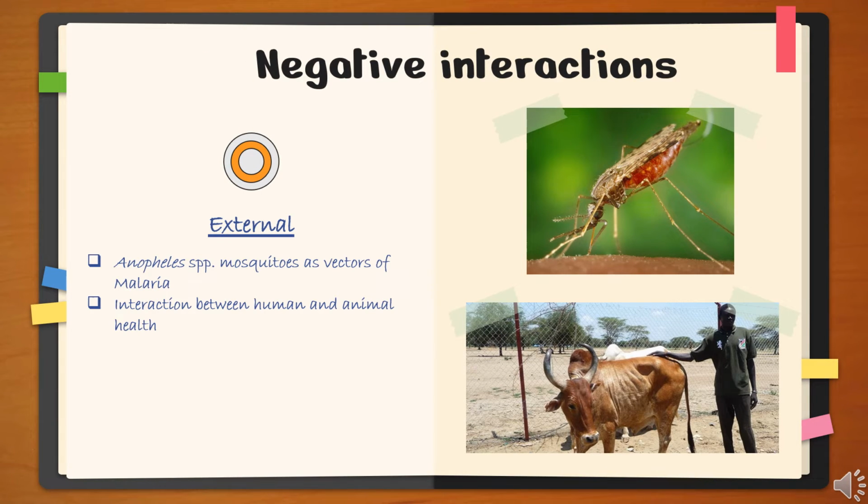Next, we have the external level. Here we have Anopheles mosquitoes as vectors of the malaria parasites, which spread this disease. There is also the interaction between human and animal health, specifically the community's cattle that act as currency. If human health suffers, animal health might also suffer due to lack of funds or manpower.